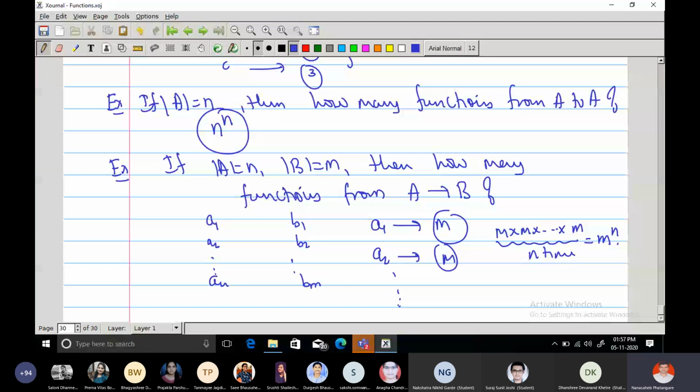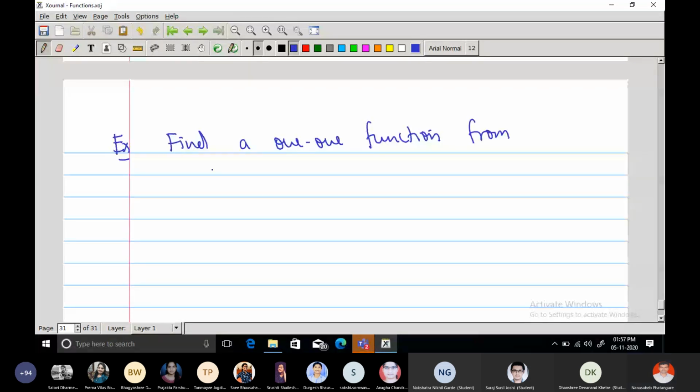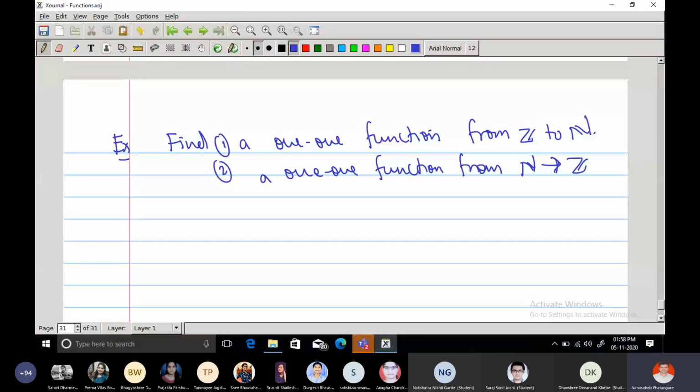Okay, so the question for exercise is: find a one-one function from Z to N. Find a one-one function from N to Z. Can you find a one-one function from natural numbers to integers, and integers to natural numbers?